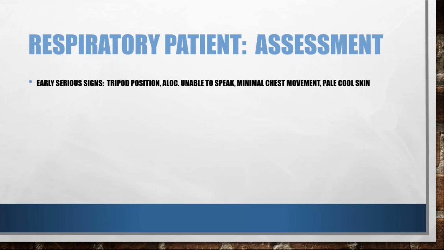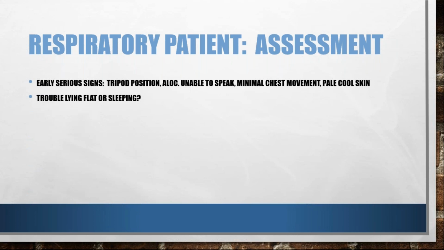Then if they're only able to speak in one and two word sentences or unable to speak at all, that means that all of their respiratory drive has to go into getting oxygen into their system, and they can't compensate at all in order to actually communicate with somebody. Other signs, again, that are red flags: minimal chest movement and also pale skin.